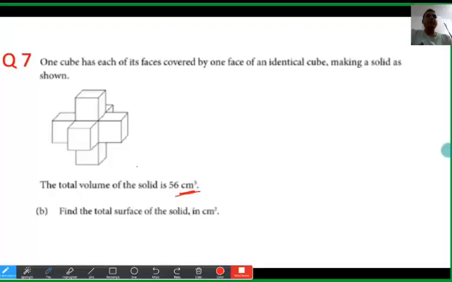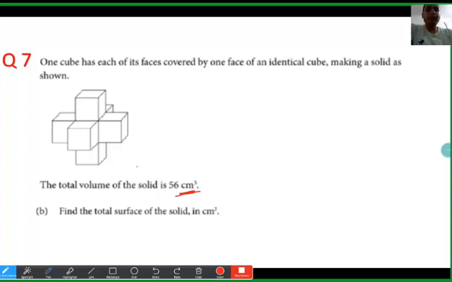One cube has each of its faces covered by one face of an identical cube, making a solid as shown. The total volume of the solid is 56 centimeter cubed. Find the total surface of the solid in centimeter squared.